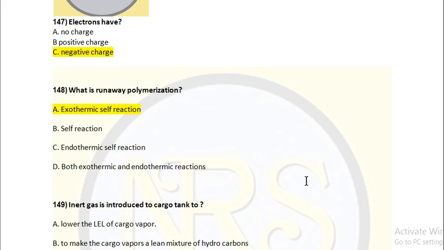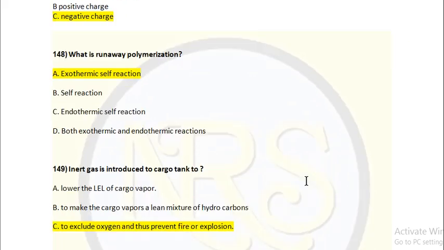Exothermic reaction is liberation of heat. So runaway polymerization is happening. That means the change of state from one to another in the chemical. Whatever you loaded will react with water or do the self-reaction with the chemical itself. The self-reaction is a reaction that occurs inside the same cargo. It is not stable. It gets reacted and liberates the heat. That is called exothermic self-reaction. It is possible for runaway polymerization. So question number 148, option A is the correct answer.